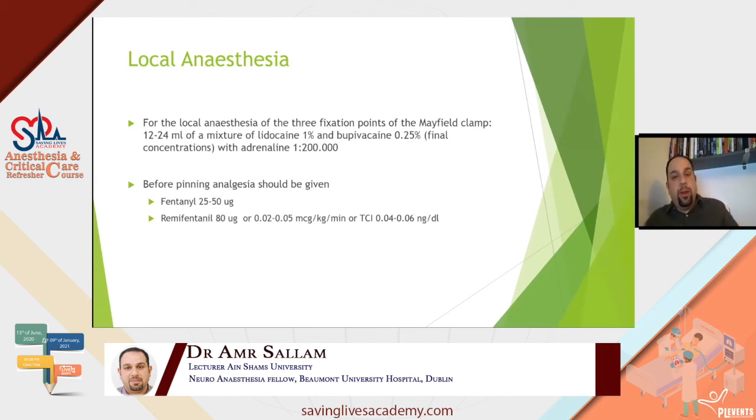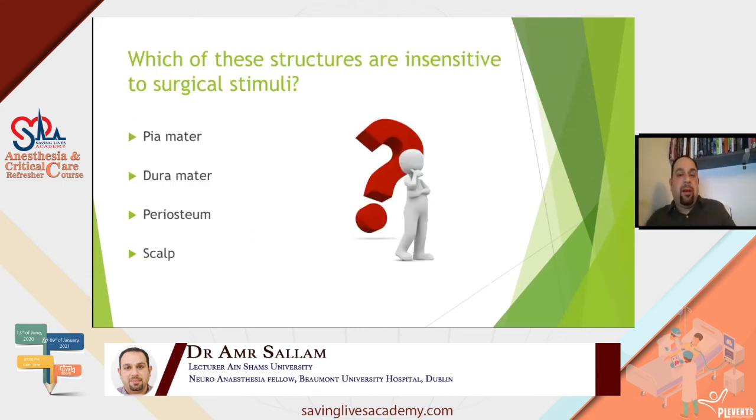Now, for the local anesthetics itself, starting from that, we'll give the local anesthesia to the surgeon, and he will start to perform that. So for the next question, which of these structures do you think are insensitive to surgical stimuli? Is it the pia mater? Is it the dura mater? Is it the periosteum or the scalp? The vessels which run through the pia mater itself might be surrounded by nerves. It's a little bit painful.